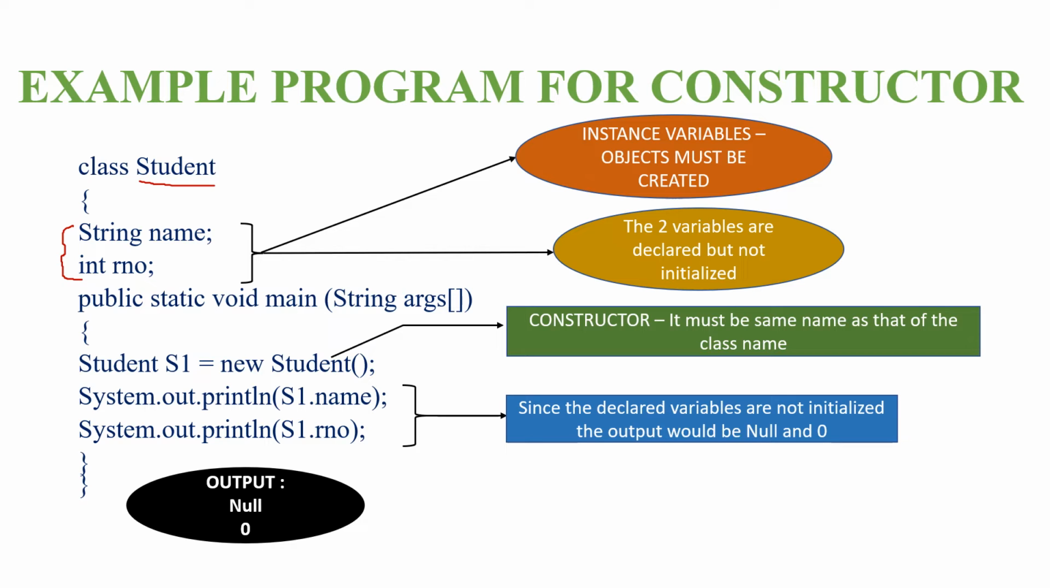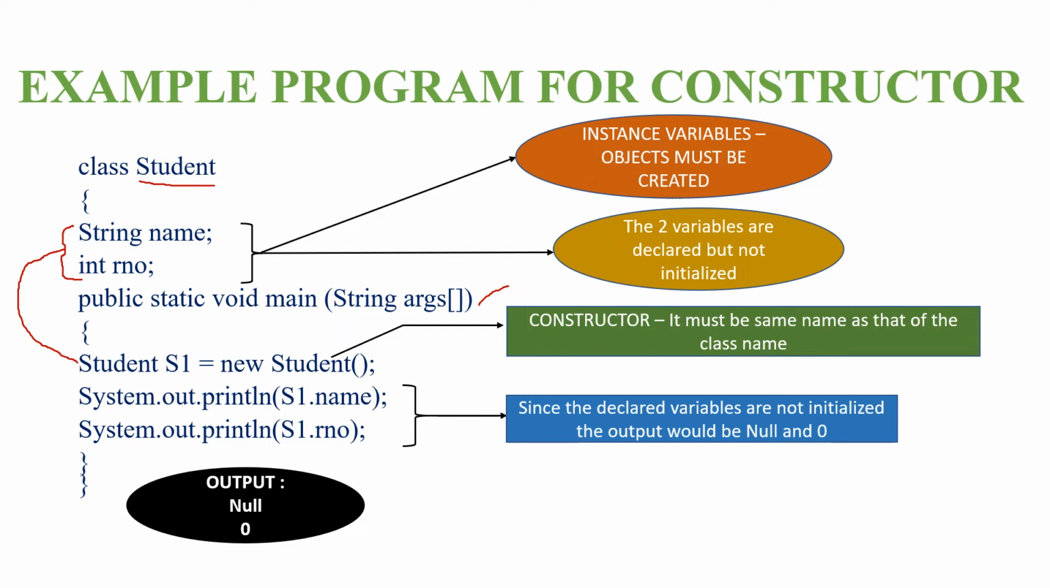For instance variables to be used in the program, an object must be created. So if there are any instance variables in the program, an object must be created. Then I have started with the main program. Then I have created objects. Why have I created objects? Because of these instance variables.